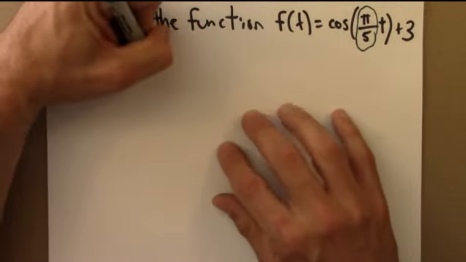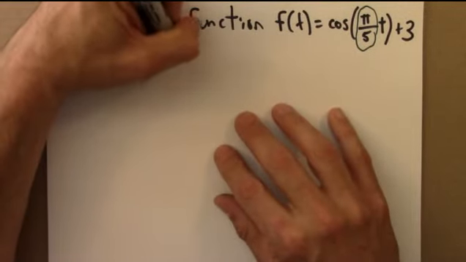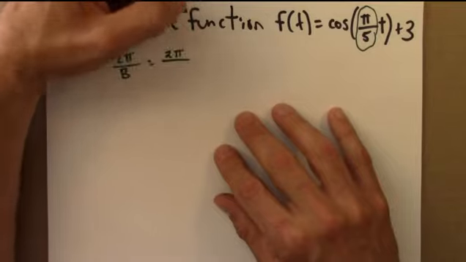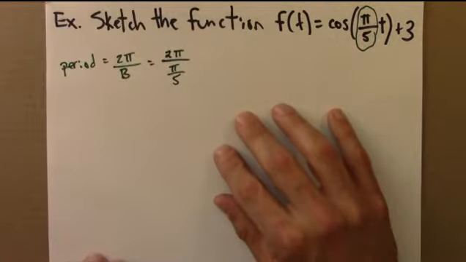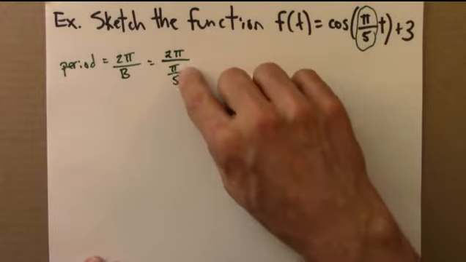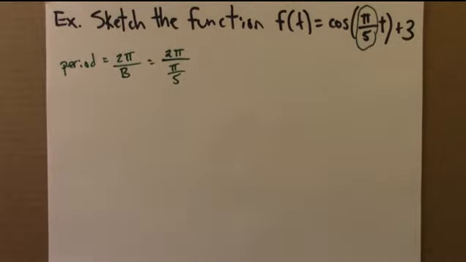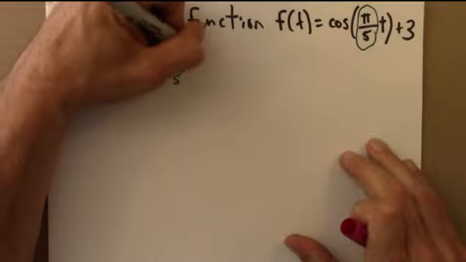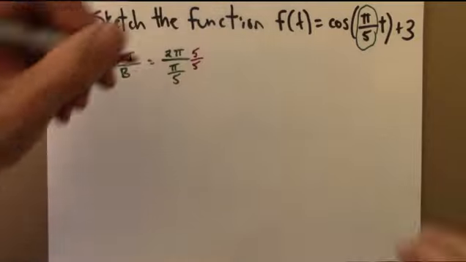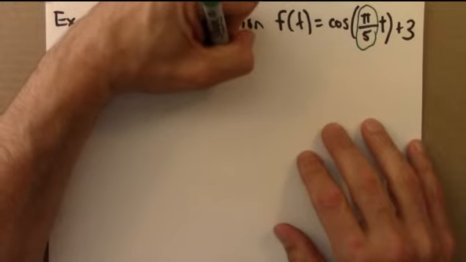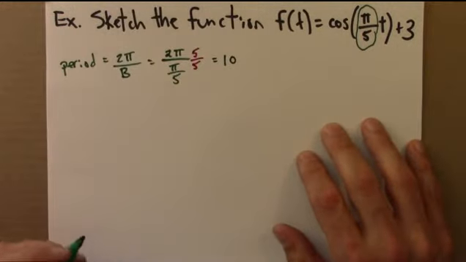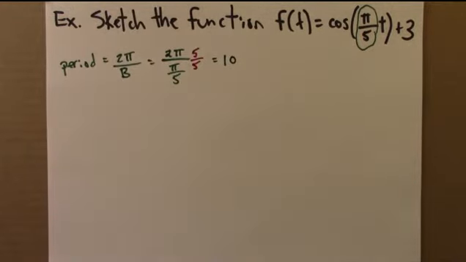So the period is 2 pi over pi over 5. So the pi's cancel. I could multiply top and bottom by 5. The 5's cancel. And this would be 10. So the period is 10. So let's see. Let me draw some axes.